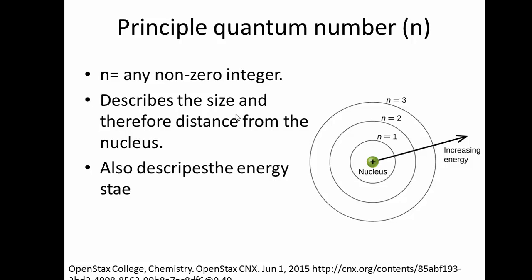Okay, so let's go ahead and talk about the different quantum numbers. The first is the principal quantum number n. So n is any non-zero integer, and it describes the size and therefore the distance from the nucleus. It also describes the energy state. As your principal quantum number increases, the energy of your orbital also increases. And again, n can be any non-zero integer, so it can be 1, 2, 3, 4, 5, 6, etc.